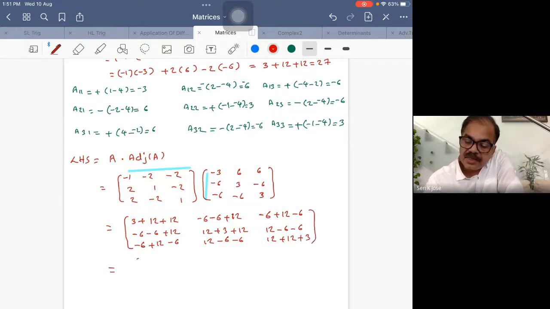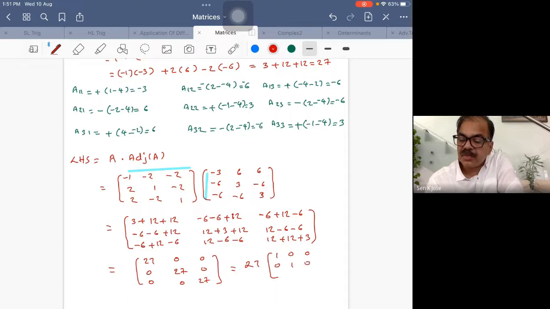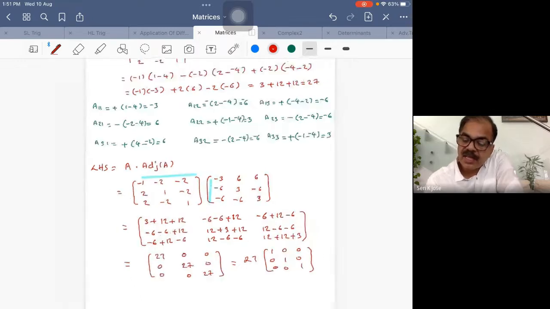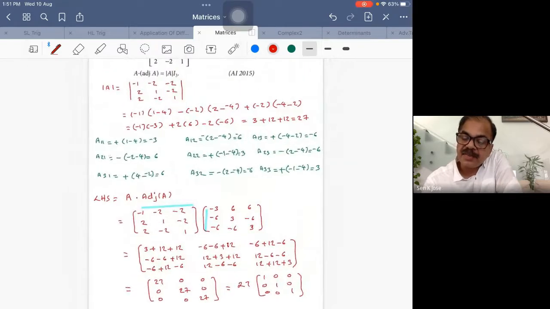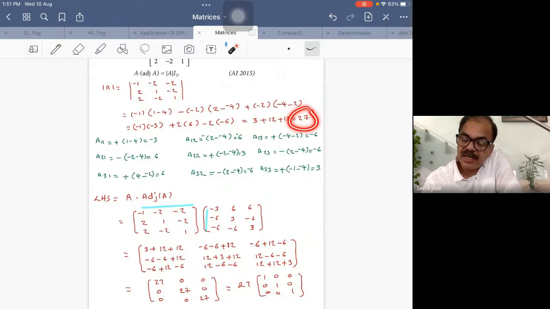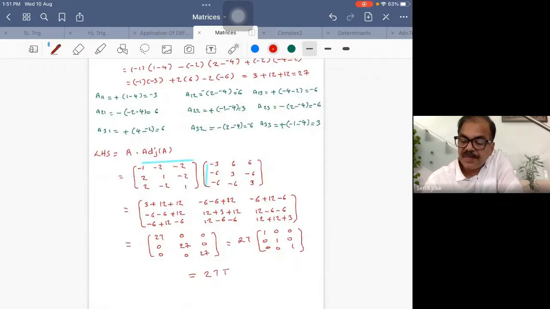When I try to simplify, I get 27, 0, 0, 0, 27, 0, 0, 0, 27. I can take a 27 out, and if I take a 27 out, I get 1, 0, 0, 0, 1, 0, 0, 0, 1. And I realized that 27 is actually my determinant A. Yeah, we did it before. That's my determinant A, 27, and the rest is I. So this becomes 27I. In fact, that was the RHS. So we got the RHS. So directly we got the answer. We didn't have to do that separately. So LHS equals RHS and it is verified.